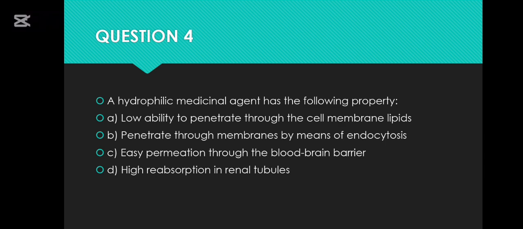So the blood-brain barrier, I told you about the capillaries that are found in the brain. This one is a continuous capillary, and the continuous capillary, for that reason, is going to require a hydrophobic substance to pass through, not a hydrophilic. Only a substance that is of lipid nature can cross the blood-brain barrier. You understand? So if they say penetration through the blood-brain barrier, this option is wrong, because we are talking about a hydrophilic medicinal agent. Only a hydrophobic medicinal agent can easily permeate through the blood-brain barrier.